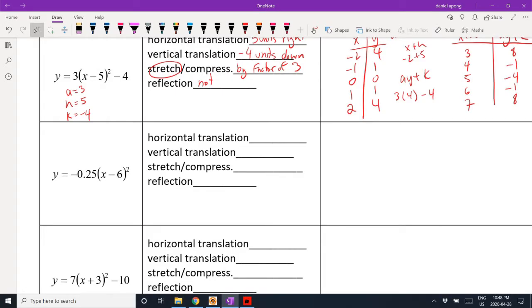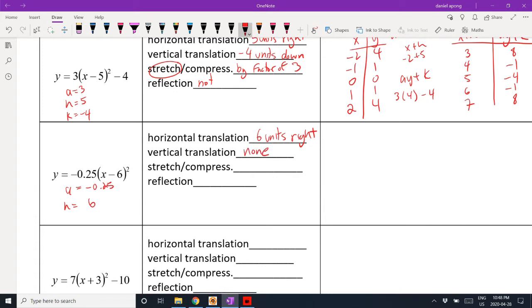Let's try another one here. So we have y is equal to negative 0.25, bracket x minus 6, close bracket, squared. And so what do we have here? We have an a value equal to negative 0.25. We have an h value, which is going to be equal to positive 6, and we don't have a k, so we don't have to worry about that. So we have a horizontal translation, 6 units to the right, positive 6. A vertical translation of none, because there's no k.